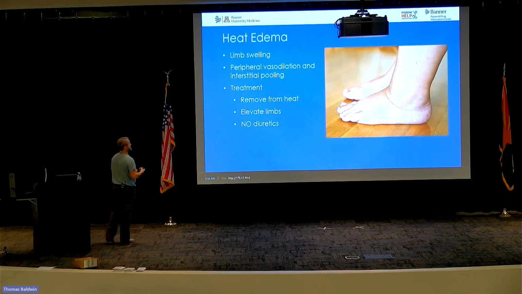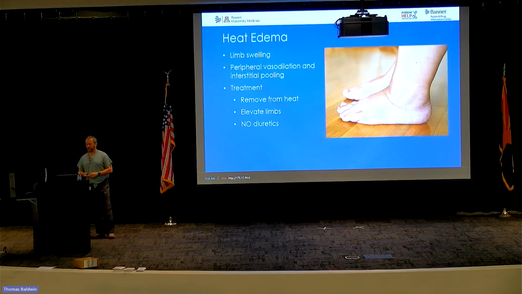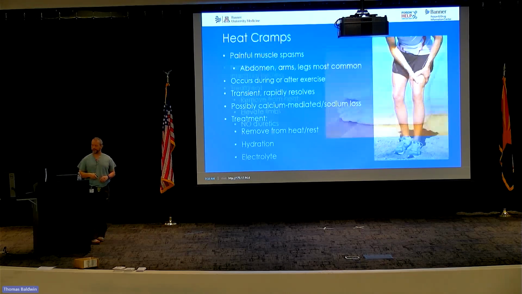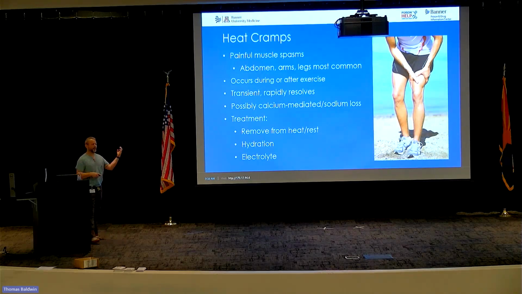This is just third spacing of fluid as a response to peripheral vasodilation in response to a hyperthermic environment. So the treatment would be removing that patient from whatever the heat source is, elevating the limbs, and no diuretics. This is not a scenario of excess fluid. It's just fluid that's redistributed out of the vasculature and into the interstitial space. Heat cramps, we probably see this on TV every now and again.